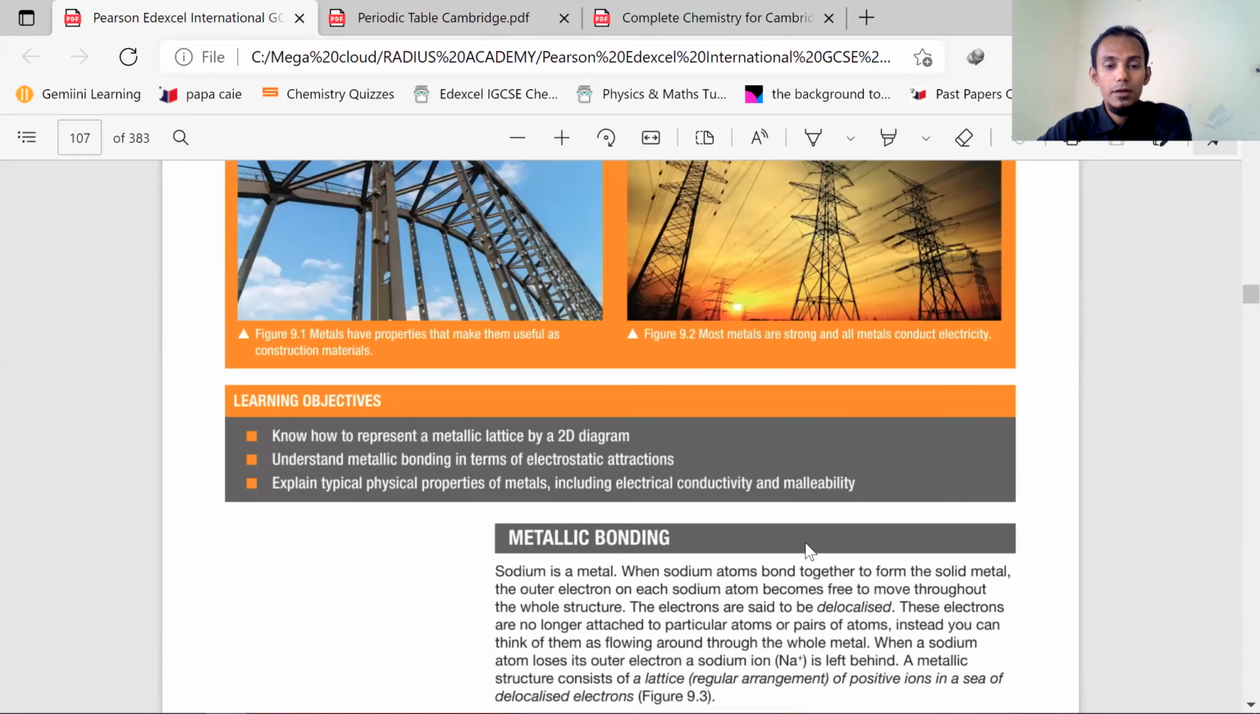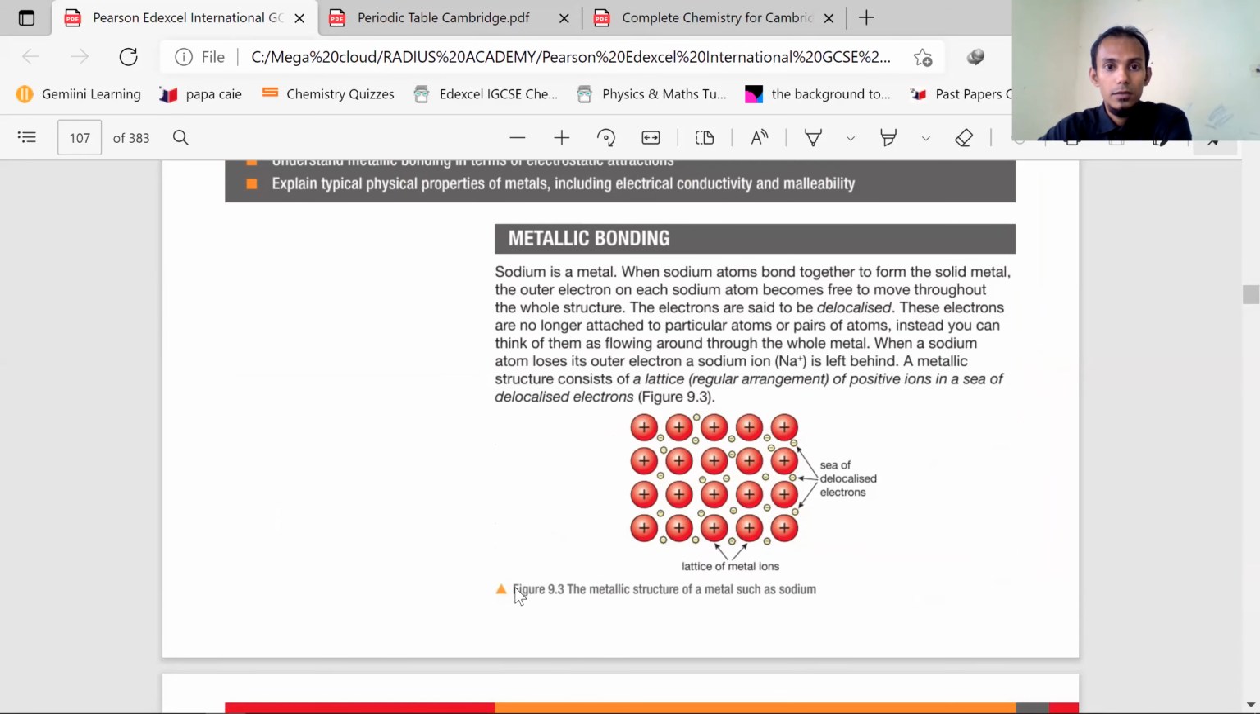Okay, so if you can remember, we have started metallic bonding, and I said it's just like covalent and ionic bond. It is an electrostatic force of attraction between positively charged metal ions, a lattice of metal ions, all these positively charged ions. And I made a story last day, if you can remember.